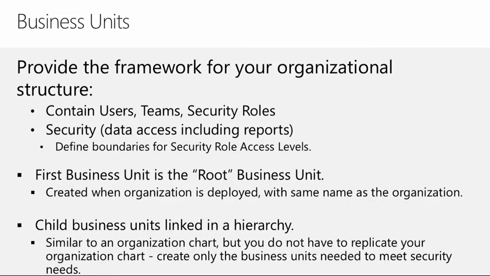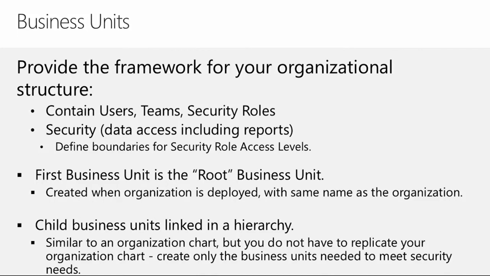And so a business unit is really a framework for how your organization is going to be structured as a whole. And a business unit contains the underlying core security principles for your application. So it's going to typically consist of users, teams, and security roles. And the combination of those three elements are really going to be what's used to define whether or not a specific user has access to all records inside a Dynamics 365 deployment or just a specific subset of records inside a Dynamics 365 deployment. The nice thing about these business units is these are also what's going to define the security boundaries.